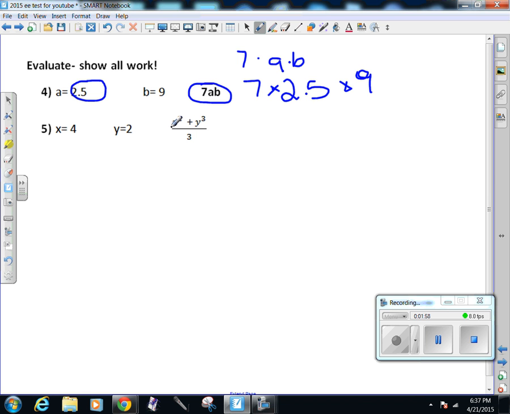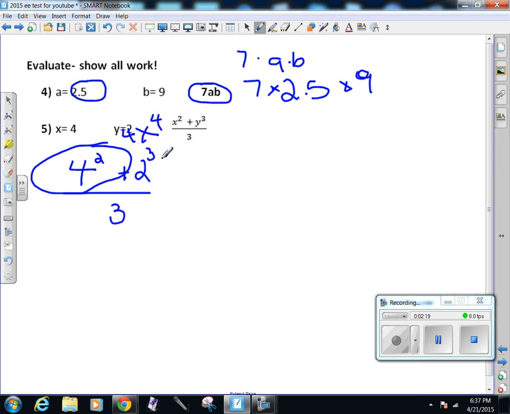Okay, next one. x squared plus 3y squared, or y cubed. So I'm going to do 4 squared plus 2 cubed, all divided by 3. So remember that this means 4 times 4, and this means 2 times 2 times 2, which is not 6. Then you're going to take this answer and add it to this answer. Once you get that, you're going to divide by 3.